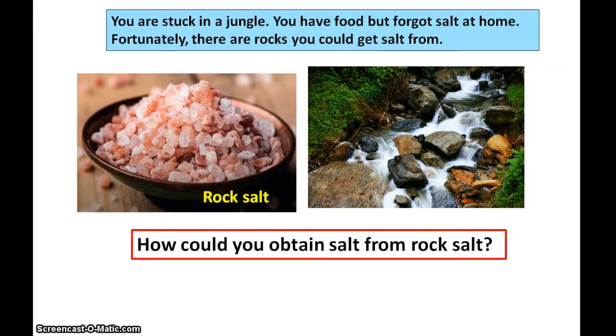Take a look at this scenario. You are stuck in a jungle. You have food but forgot salt. Fortunately, there are rocks around that you could get salt from. Now the question is, how could you obtain salt from rock salt?